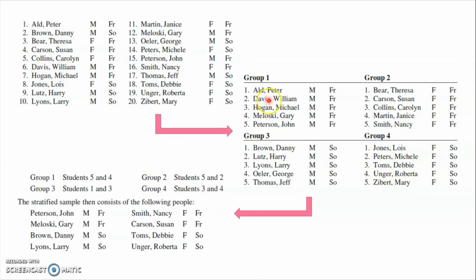Then for group 1 you choose the element number 4 and number 5. Group 2 you choose element number 2 and number 5. Group 3 you choose element number 1 and number 3. And group 4 you choose element number 3 and number 4. So all this becomes your sample.